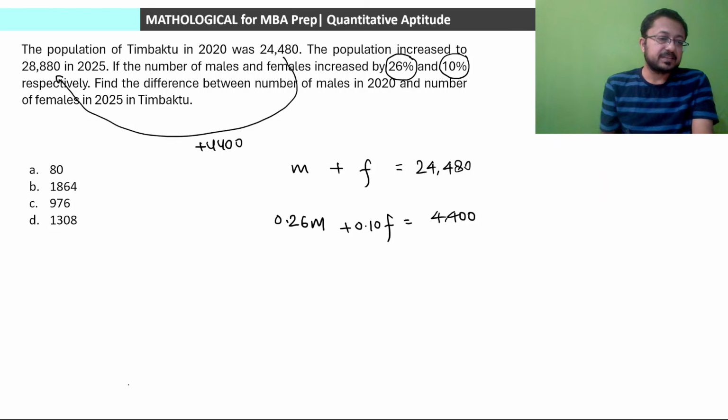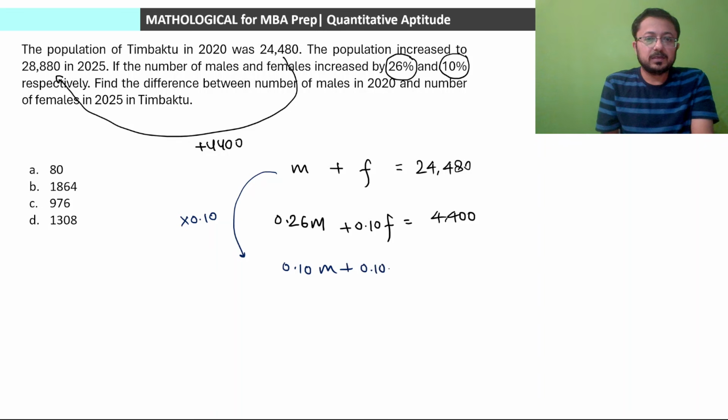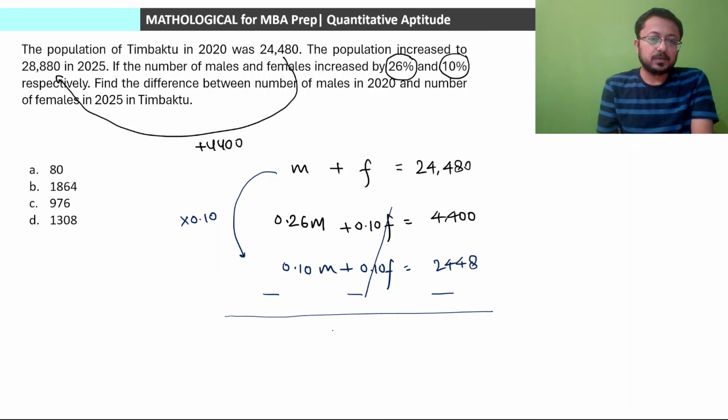दोनों इक्वेशन से सॉल्व करना है, M और F का वैल्यू निकालना है. क्या करेंगे? मल्टीप्लाई द फर्स्ट इक्वेशन बाय 0.10, या 10% लेना है बेसिकली. तो 0.10 M प्लस 0.10 F इज इक्वल टू 2448. और सब्ट्रैक्ट, this part gets cancelled out. 0.16 M becomes equal to 4400 minus 2448. So that is 2000 का डिफरेंस आ रहा है माइनस 48, 1952.